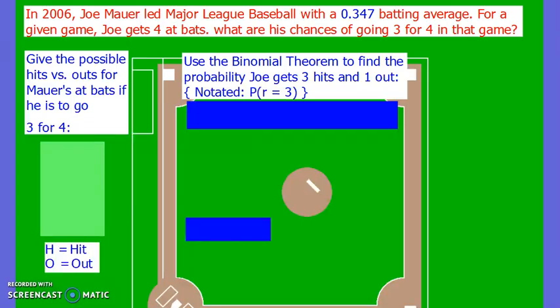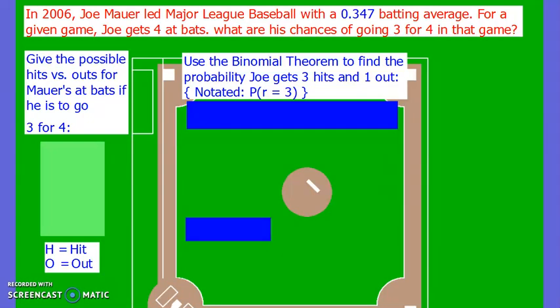Let's apply that same idea to a real-world scenario, such as Joe Mauer in Major League Baseball here. In 2006, Joe averaged a .347 batting average, which means that about 1/3 of the time, Joe would get a hit, maybe a little bit more than 1/3 of the time in any given at-bat. What we want to know is, what are his chances of going 3 for 4, having a pretty good day?